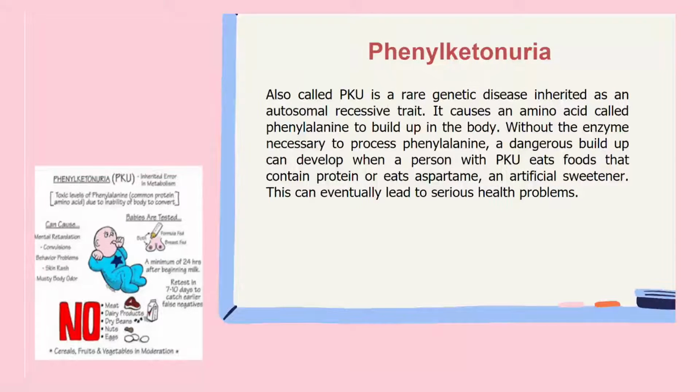Phenylketonuria, also called PKU, is a rare genetic disease inherited as an autosomal recessive trait. It causes an amino acid called phenylalanine to build up in the body. Without the enzyme necessary to process phenylalanine, a dangerous buildup can develop when a person with PKU eats foods that contain protein or eats aspartame, an artificial sweetener. This can eventually lead to serious health problems.